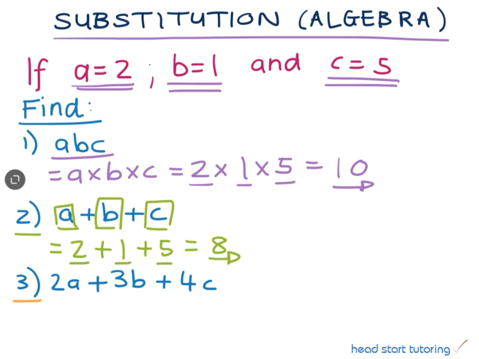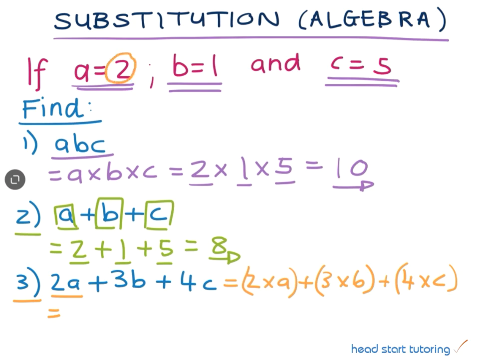Right, let's have a look at number 3. We've got 2A plus 3B plus 4C. Now we need to remember that 2A is equal to 2 times A, and then we plus 3B, which is equal to 3 times B, and then we plus 4C, which is equal to 4 times C. Right, so 2A will not be equal to 22. You do not just take this value of A and plug it in there to make our value 22. You need to really remember that 2A is equal to 2 multiplied by A.